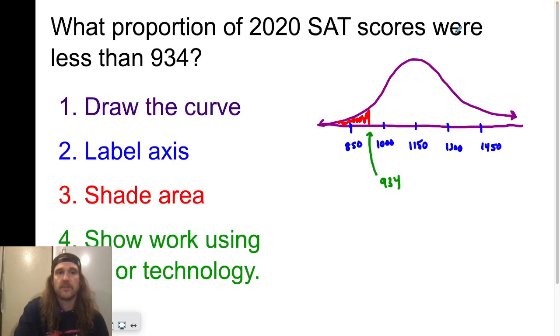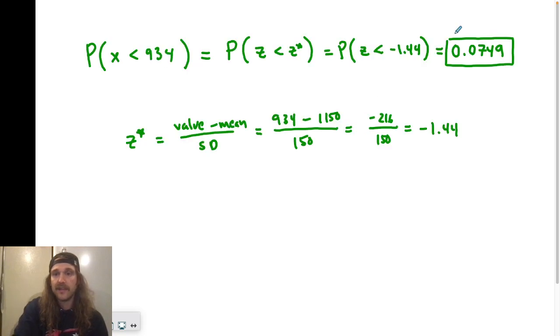That original question being, what proportion of SAT scores were less than 934? The answer is 7.49% if you move that decimal place over. 7.49% of test takers scored less than 934, and we can use the information that we know and this idea of a z-score. This is really exciting.